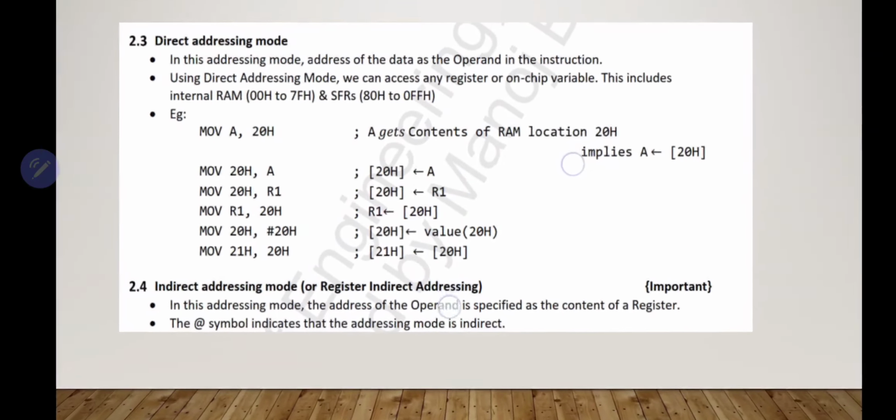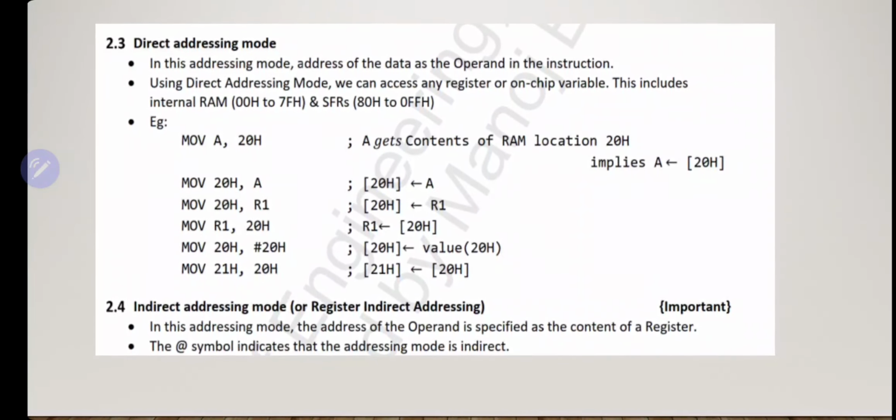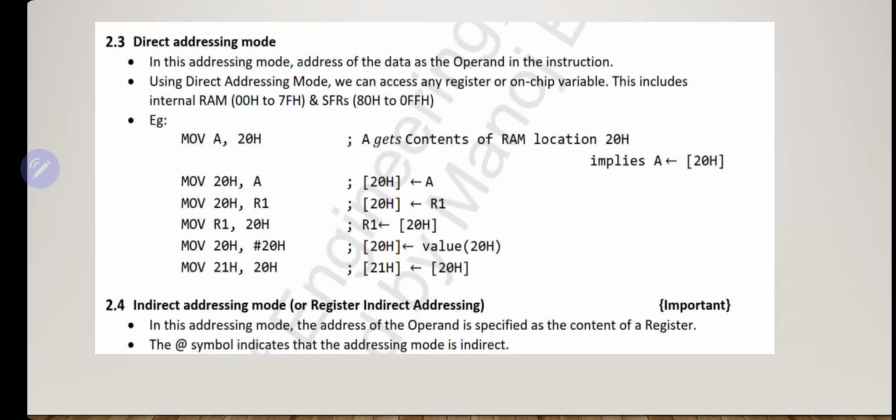Then the third addressing mode is direct addressing mode. The name itself makes it clear: direct addressing mode. Here we are giving the address directly in the opcode. In this addressing mode, the address of the data operand is in the instruction. Using direct addressing mode, we can access any register or on-chip variable. This includes internal RAM 00 to 7F or special function registers 80H to 0FFH.